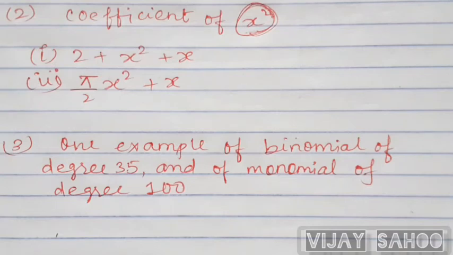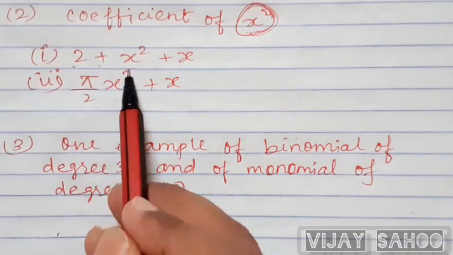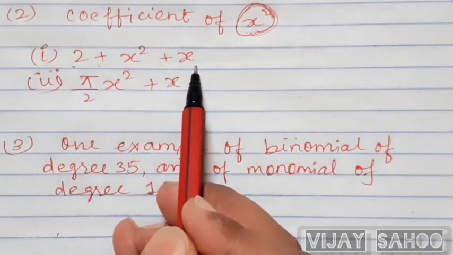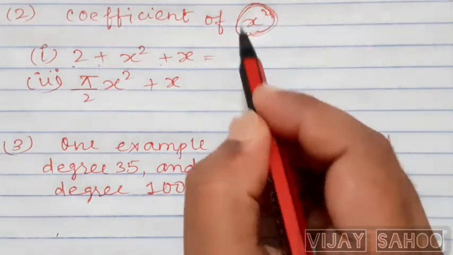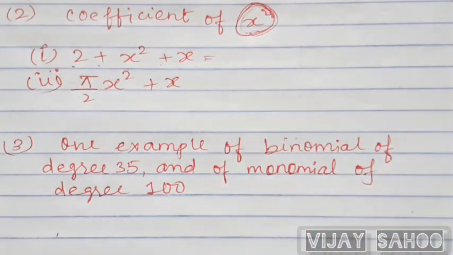Okay, and sign is very important. So here, in the first one, I have done only 2 questions. The remaining questions you can attempt from the textbook. Now first of all, 2 plus x square plus x. Which coefficient do we have to find? We have to find the coefficient of x square.